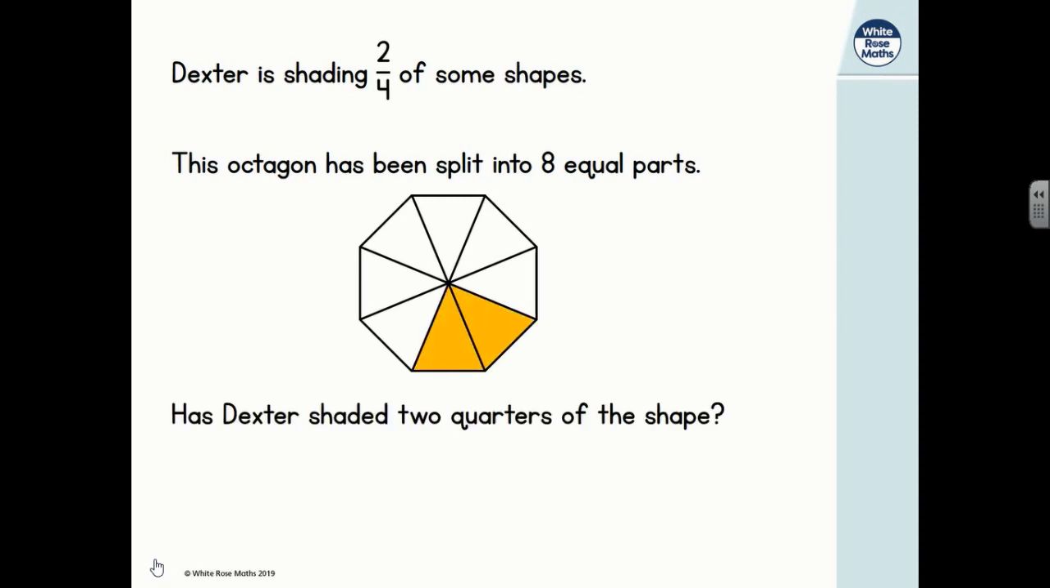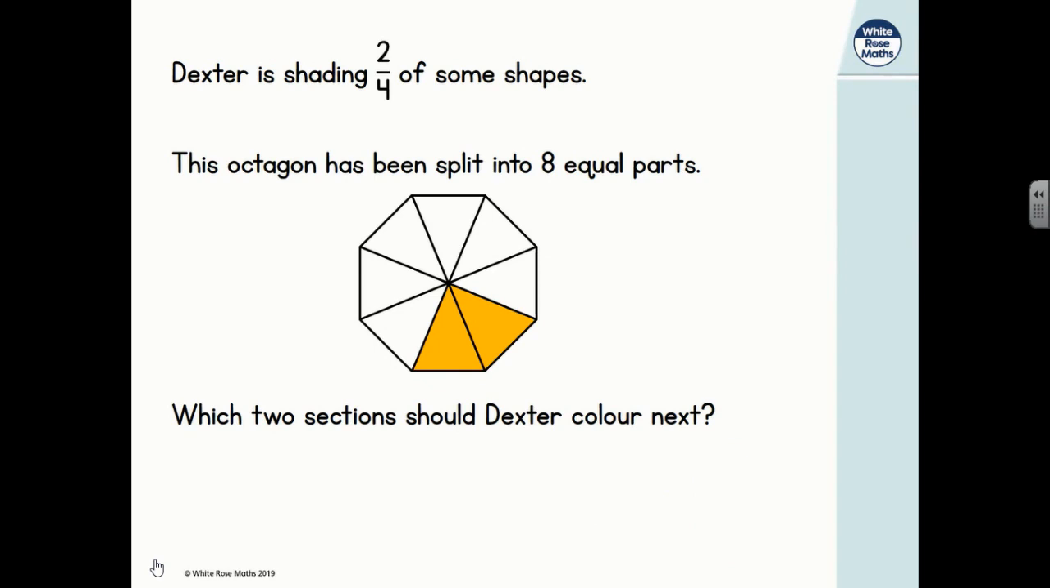This time he's got an octagon which has been split into 8 equal parts. Dexter shades 2 of those parts. Has he shaded 2/4 of the shape? Pause here to have a think. That's right, he shaded 2 out of the 8 parts. That's 2/8, not 2/4. Dexter has a think, and he knows that 2/4 is equivalent to a half. So he needs to shade in 2 more parts, and then he will have shaded half of the shape, which is equivalent to 2/4.